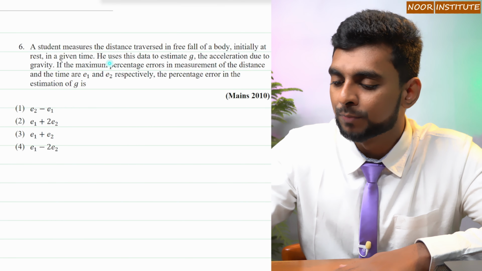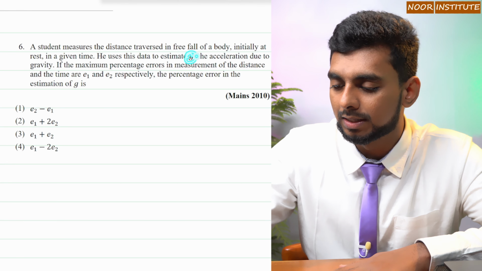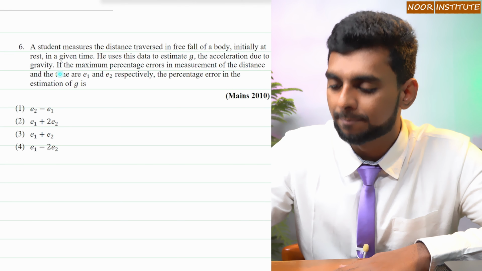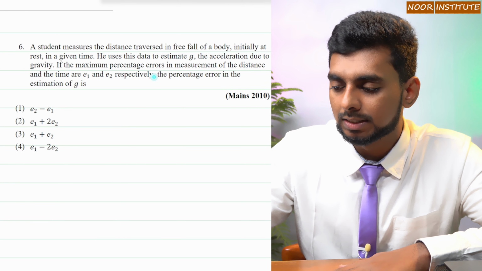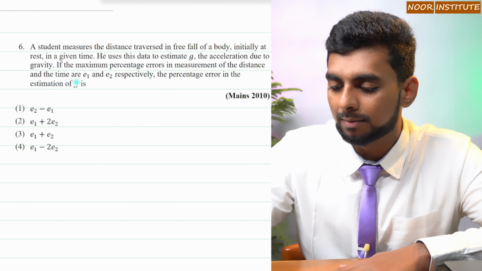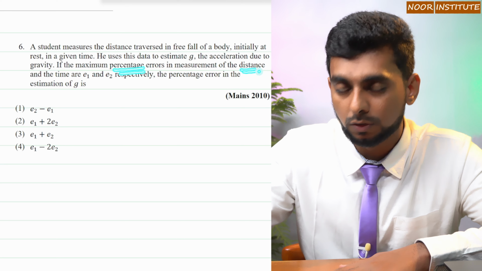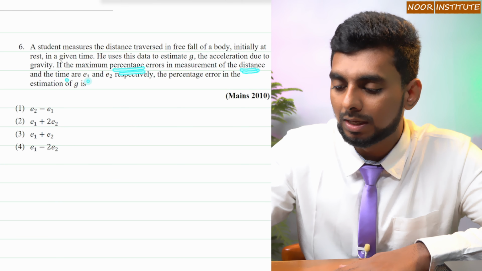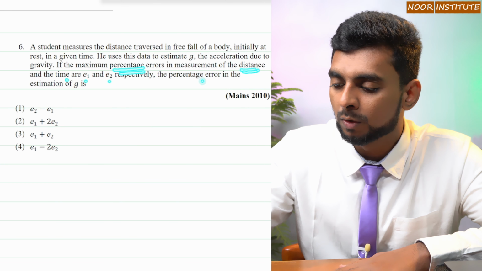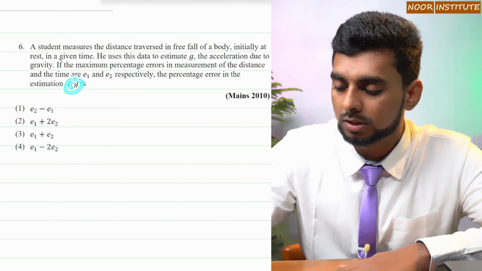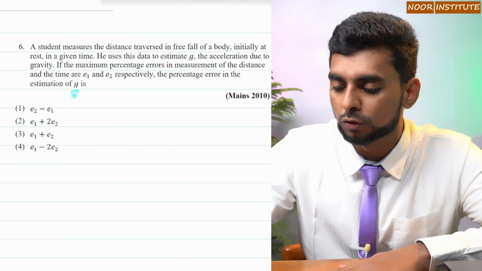He uses this data to estimate G, the acceleration due to gravity. So he's doing an experiment, and in order to get G, he is using those data. If the maximum percentage errors in the measurement of the distance and time are E1 and E2, so they have given you the percentage error in the measurement of distance, with respect to the distance, and the time is equal to E1 and E2 respectively. What I need to find is the percentage error in the estimation of G, so I'll have to find the percentage error with respect to G.